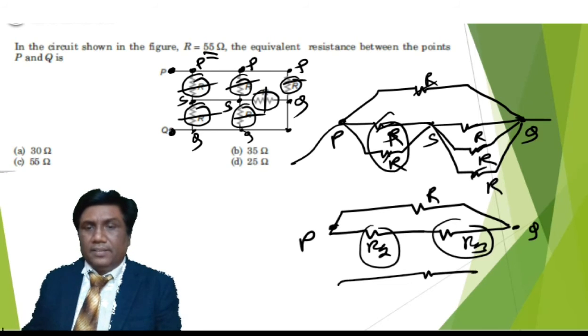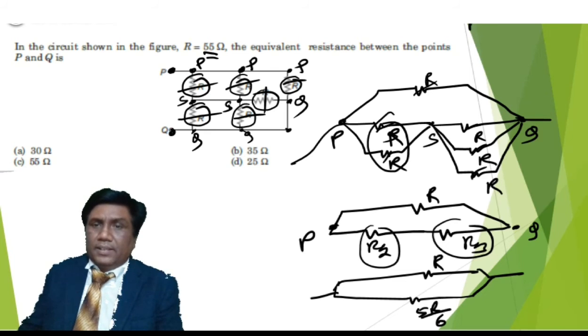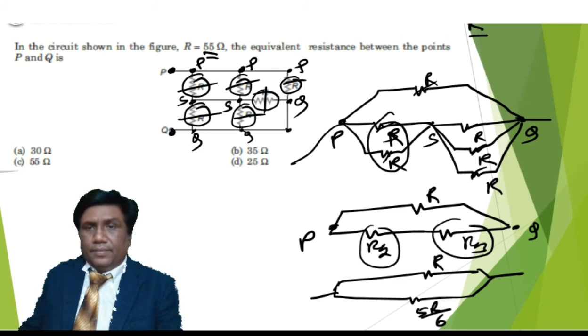That is R. So if I take the LCM, that is R, so it will be 5R by 6. R by 2 plus R by 3 only, nothing else. That is 6, so it is 5.